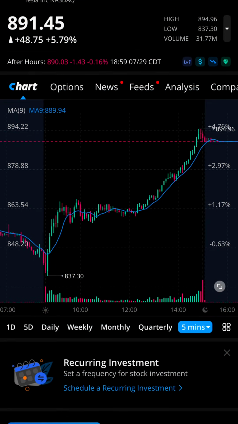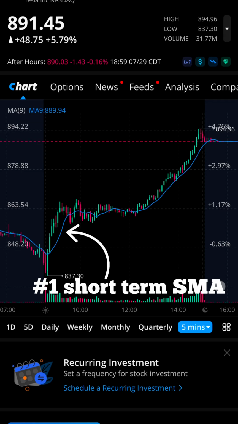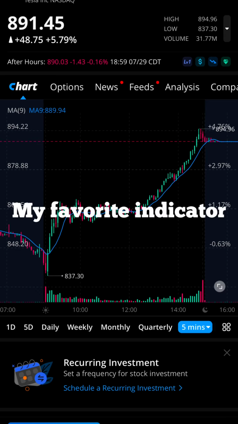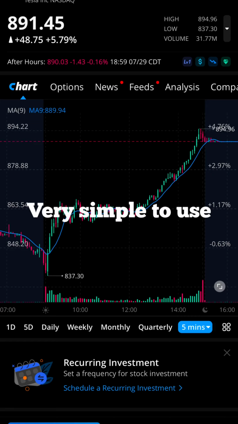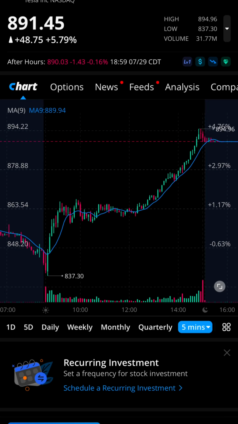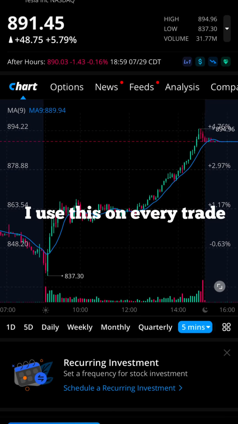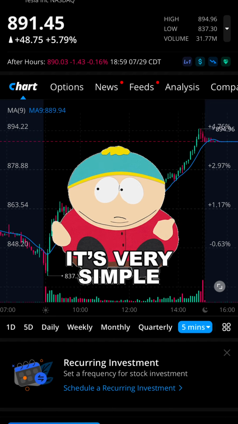So the first indicator, and by far my favorite indicator to use because it follows the price action, is the short-term SMA. Now, if I had access to only one indicator to actually trade off of, this is the one that I would be going with, because it is so simple to look at, so simple to use, and very simple to understand. This indicator is what I make most of my money with. I use this on every single trade, every single time. There is not one trade that I make that I do not rely on this indicator.